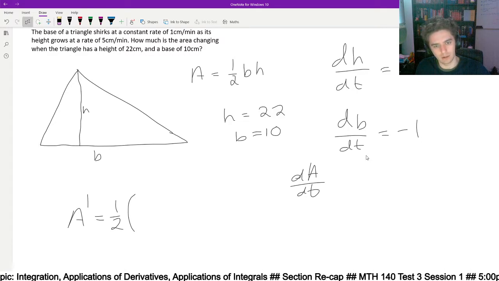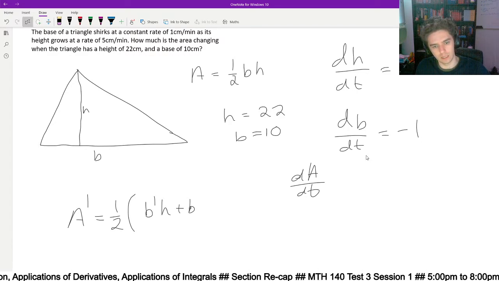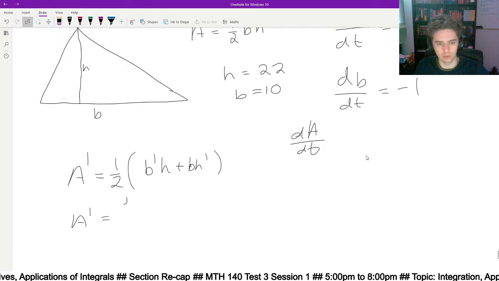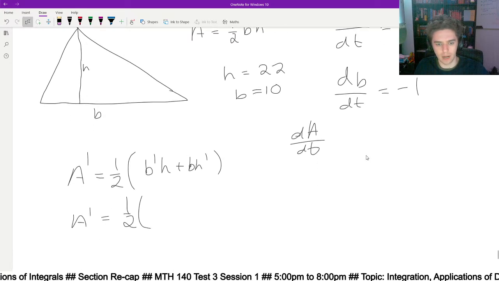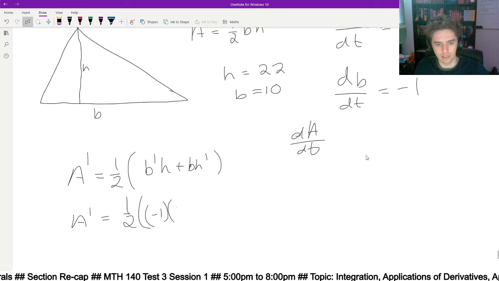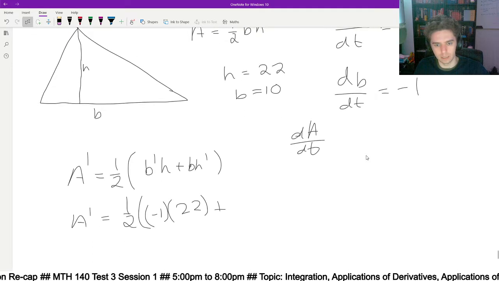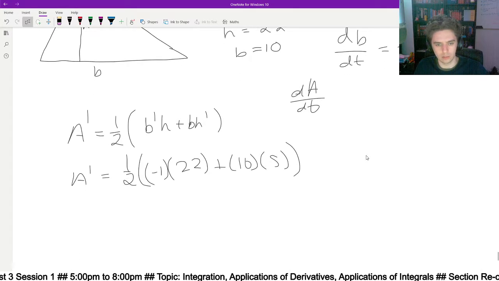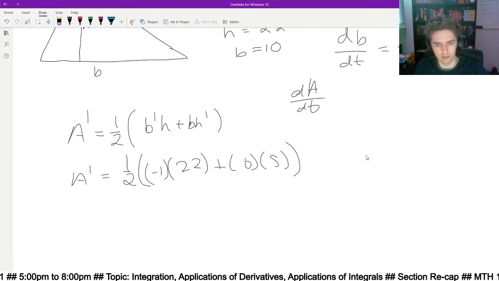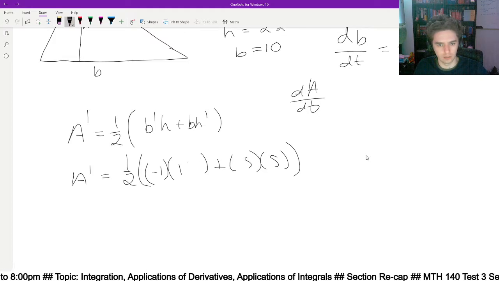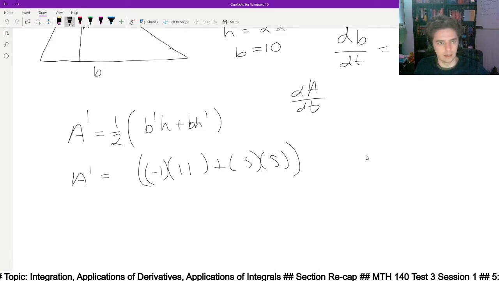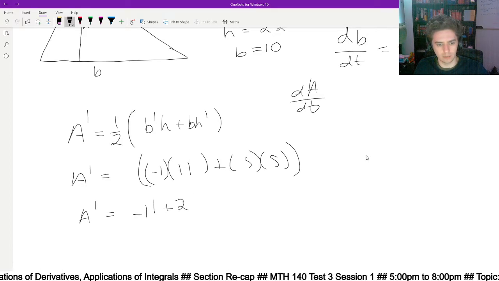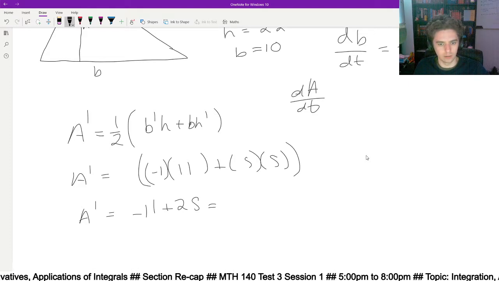A prime is 1/2 b prime h plus b h prime, right? So A prime is equal to 1/2. Now let's put in the numbers we know. b prime is -1, the height is 22, plus b is 10, times h prime is 5. And we just do that, right? So this is 10, so I'll just say this is a 5 and this is 11, so that cancels. And then A prime equals -11 plus 25, which is 14.